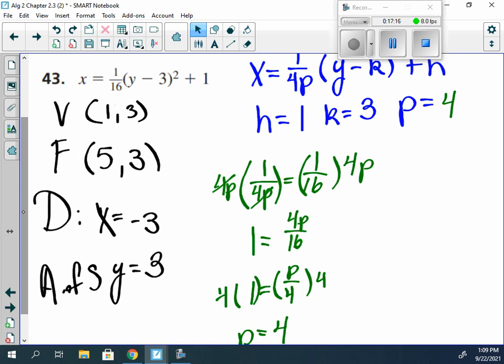Now, we won't go into a standard form to this here, giving it to us in ax squared plus bx plus c.